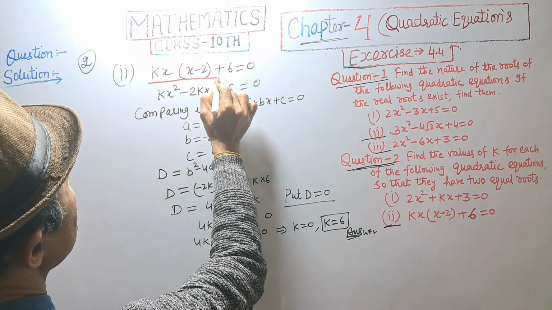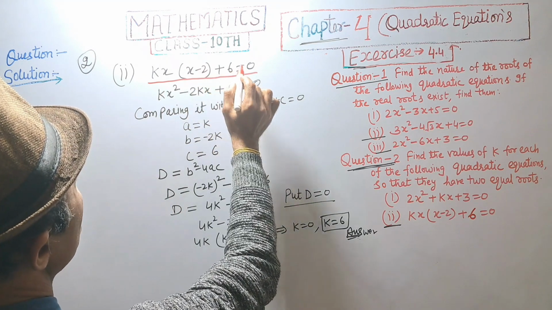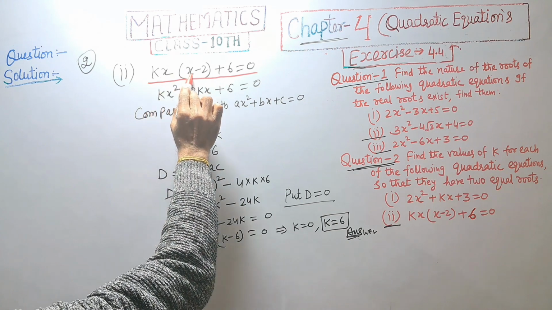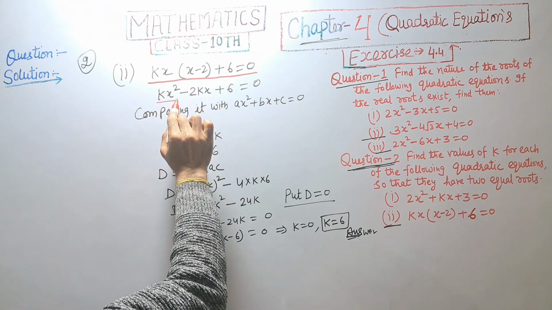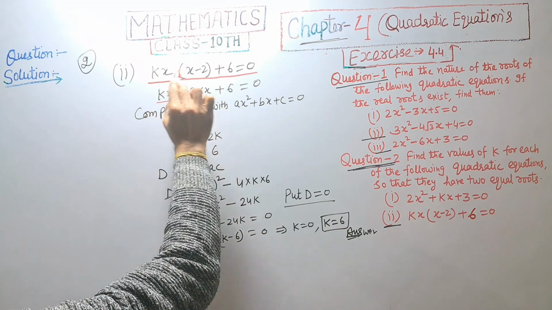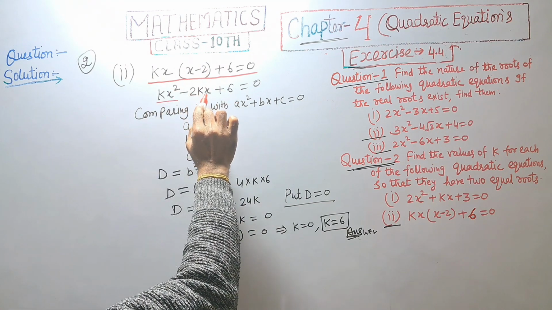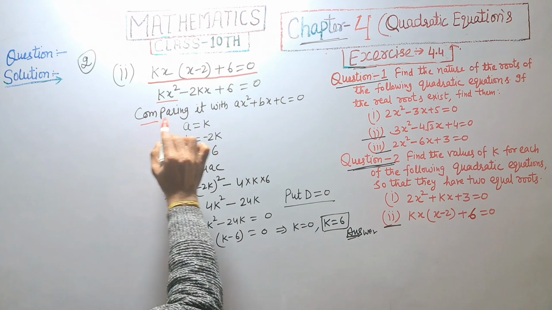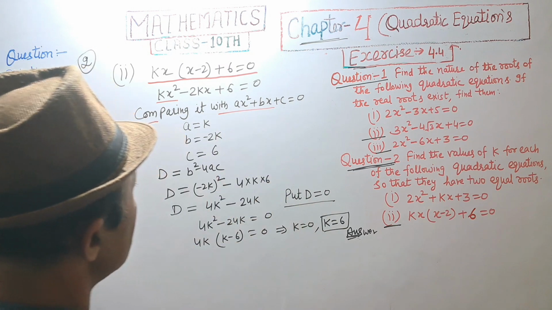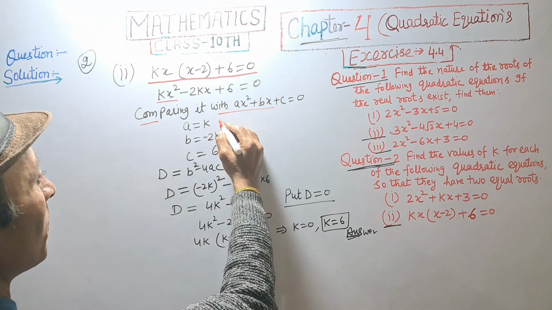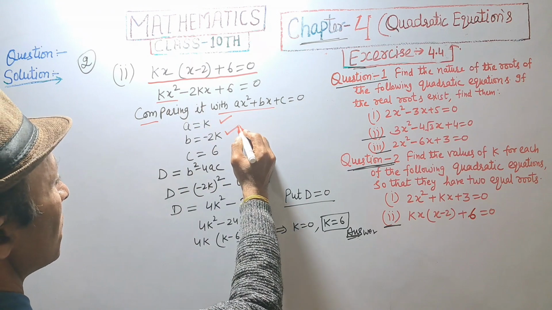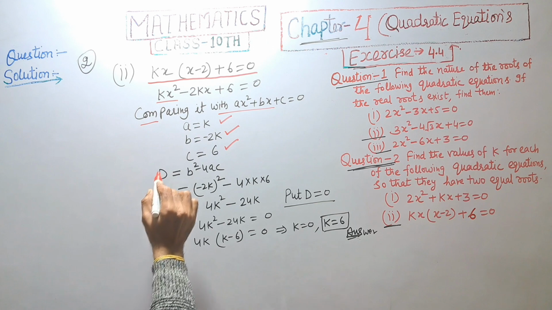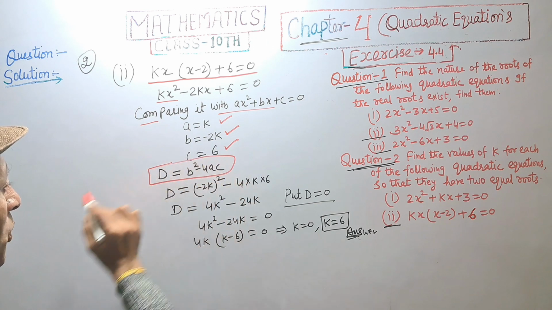Given kx(x minus 2) plus 6 equal to 0. First of all, kx multiplying by x, that is kx square, minus kx multiplied by 2, minus 2kx plus 6 equal to 0. Comparing it with ax square plus bx plus c equal to 0, we get the value of a equal to k, b equal to minus 2k, c equal to 6, and discriminant D is equal to b square minus 4ac.